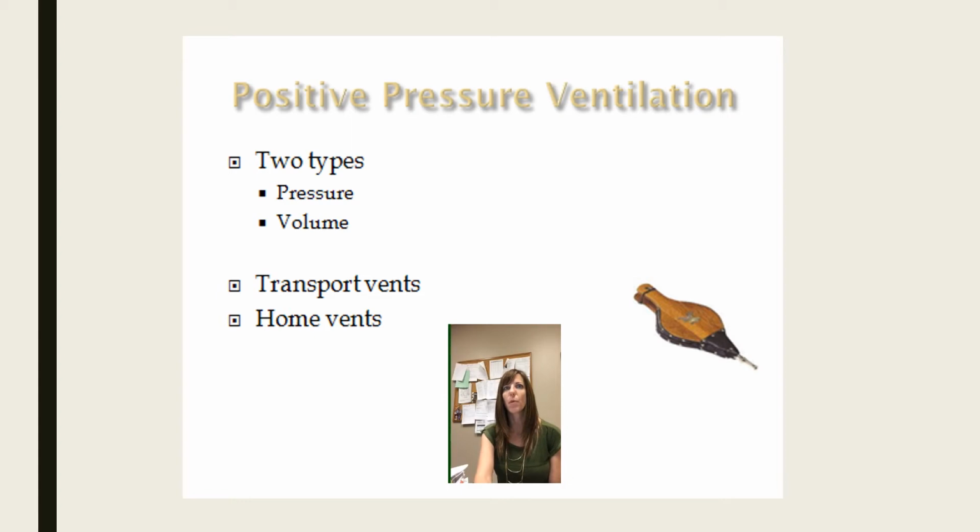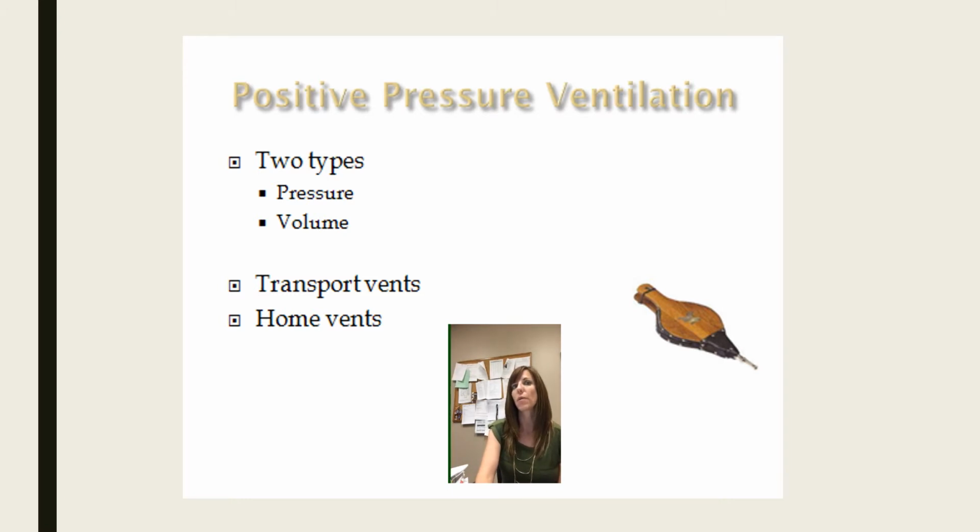Normal pressure is probably about 20 centimeters of water pressure, depending upon the patient. So you can set a machine pressure to 20 centimeters of water pressure, and for every breath, the lungs are going to get 20 centimeters of water pressure because that's what you have it set.